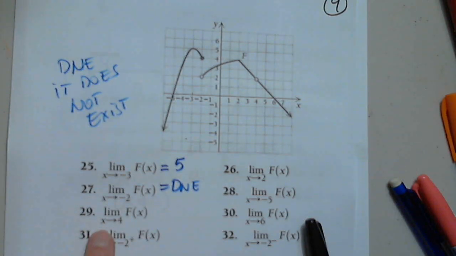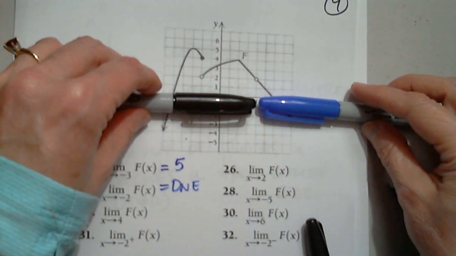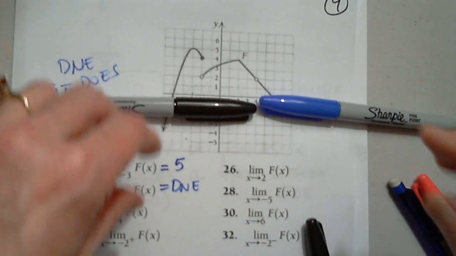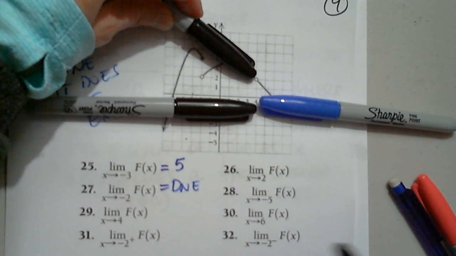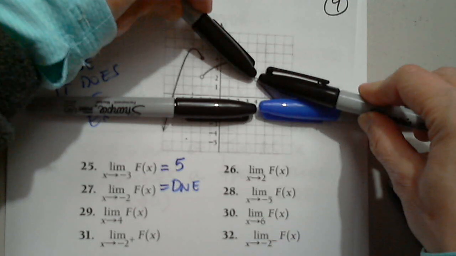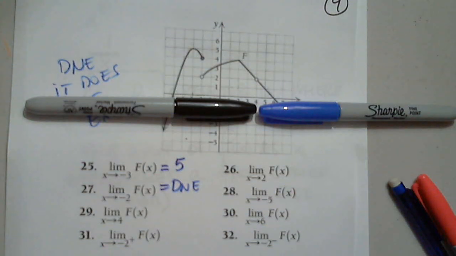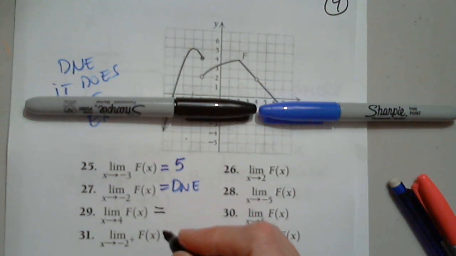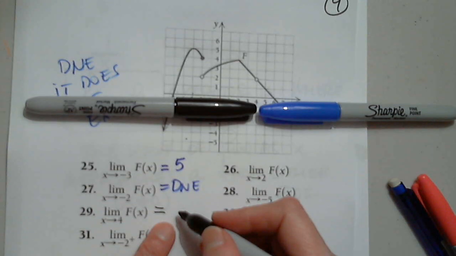Limit of f of x as x approaches 4. x approaches 4 from either side. So here's what happens now. From this side, it approaches this number. From this side, it approaches this number. What will you say? What is the limit? Anyone? Open and open, so it's open. Very good point.